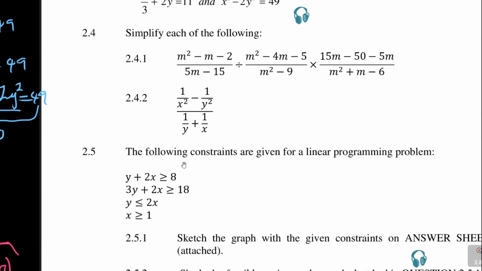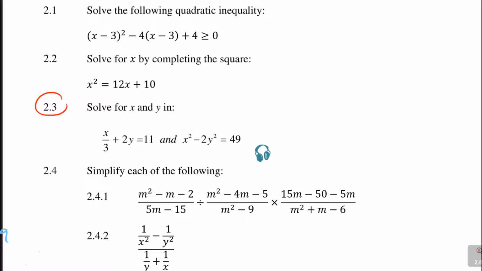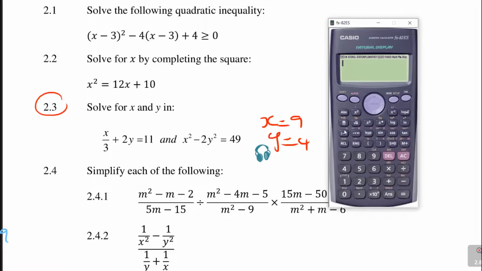You go to the original and say when x is equal to 9, y is equal to 4. We test it on both equations and see if it is going to be balancing. So let's do that. Now start with the first one. Remember, x is 9, so it's 9 over 3 plus 2y, where y is 4. It must give me 11. So it's fine on that one. It works. Let's try the second one. It's x squared, which is 9 squared, minus 2y, which is 4 squared. It must give me 49. There it gives me 49.